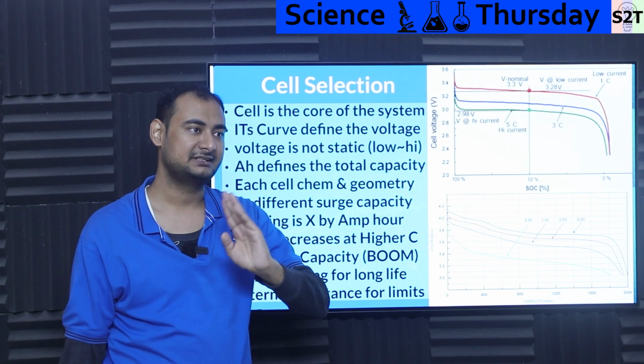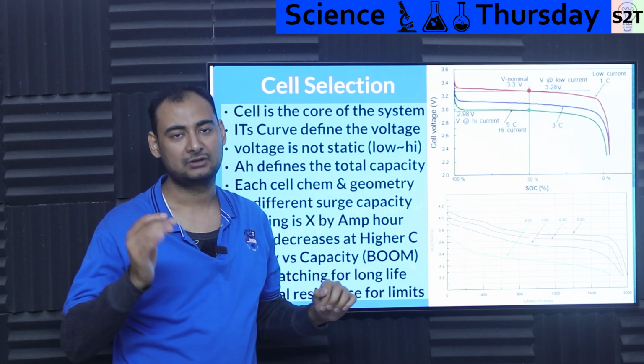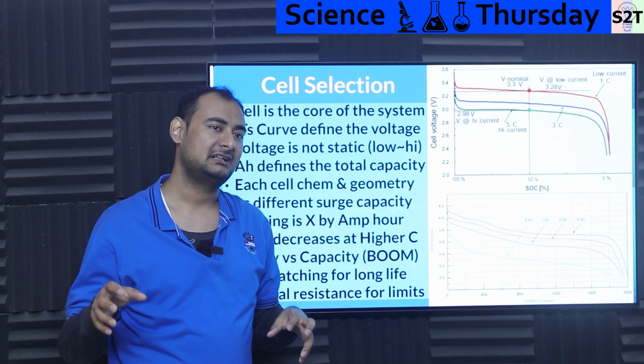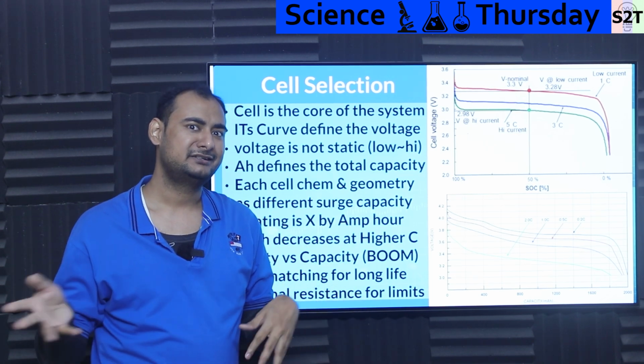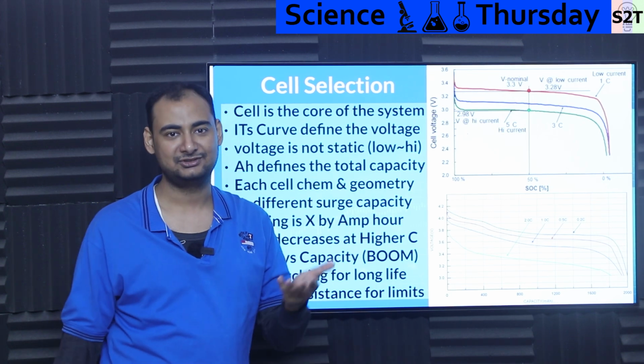Yes, generally everything is standardized to 1C, and if you draw 0.5C, you will get a little bit more. A 2800 milliamp hour cell will act like a 2950 milliamp hour cell. So that's why they generally say the nominal rating. They are expecting you to put some load on it.